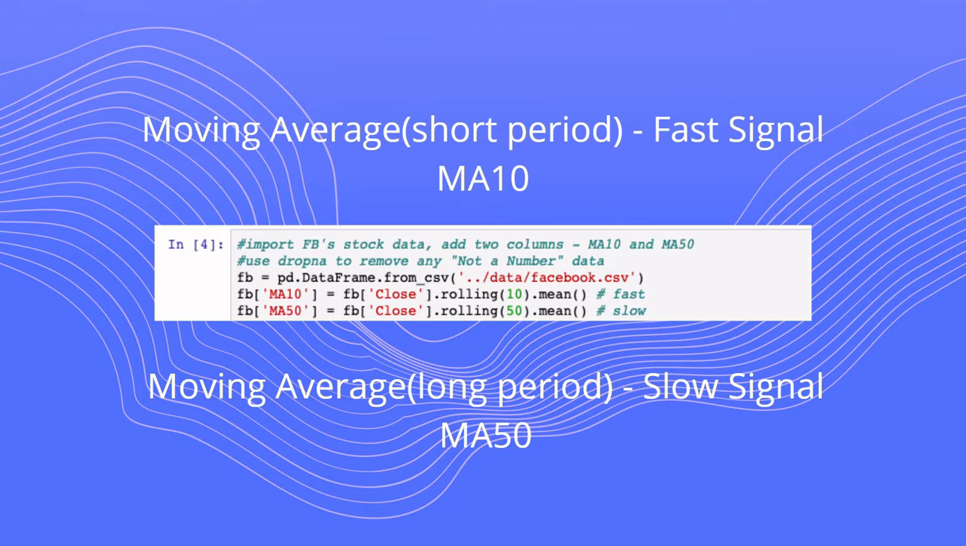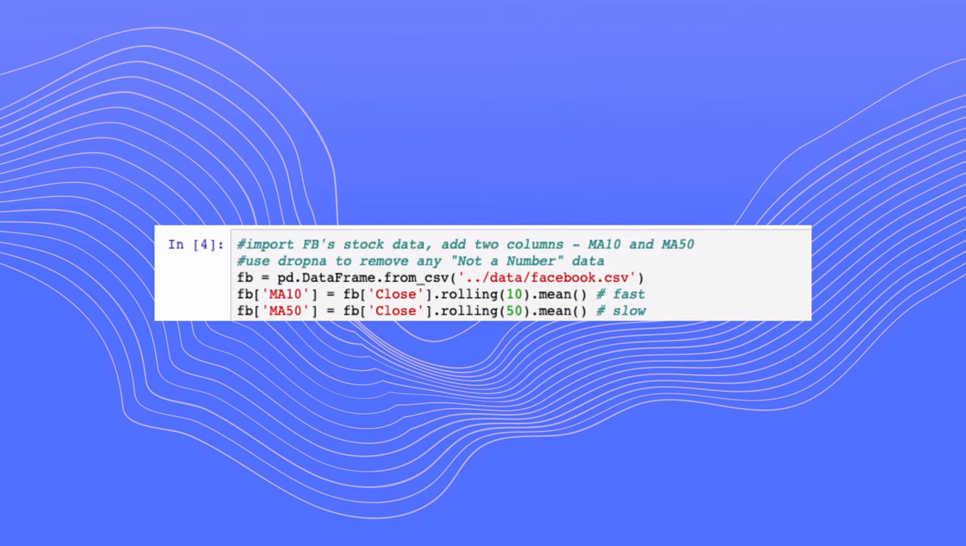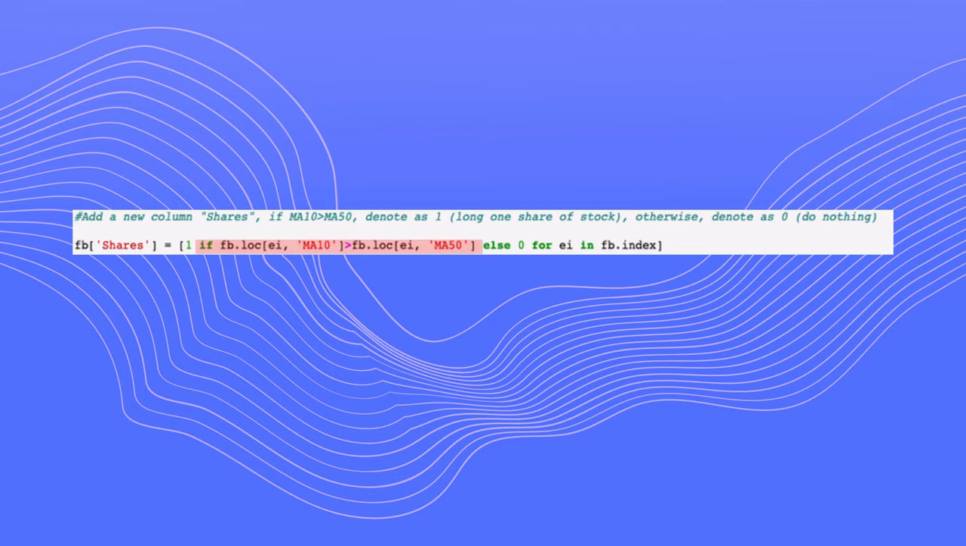Recall from the previous section: the moving average of the short period is more closely associated with the recent change of stock price. We will call it the fast signal. The moving average over a long period reflects the price change over long-term history. We call it the slow signal. In this strategy, we will use MA10 and MA50 to represent our fast signal and slow signal respectively. If MA10 is larger than MA50, it is likely that the stock price will go up in the next several days, so our strategy is to buy and hold one share of stock.